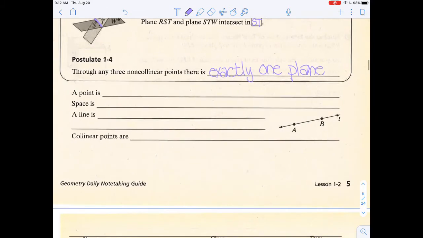Okay, we need to know a few definitions as well. A point, we've all seen a point before. We're going to describe a point as a location. Okay, it's one spot. Space is the set of all points. So any location can be found in space. Space is the set of all points.